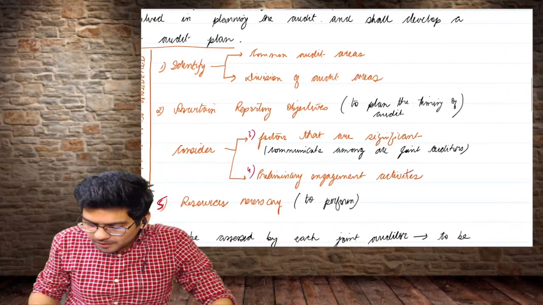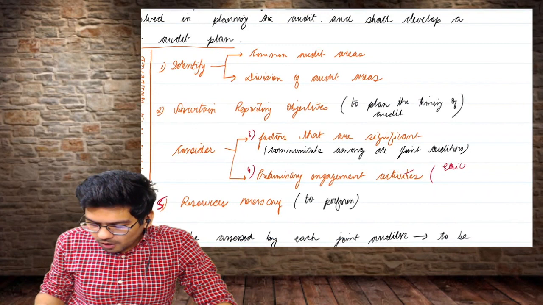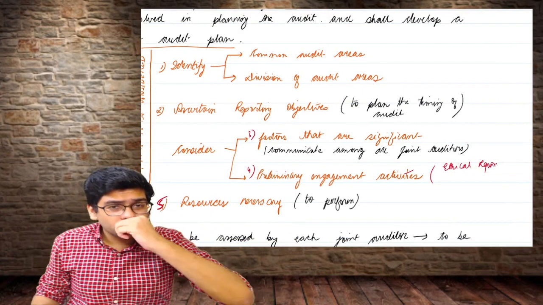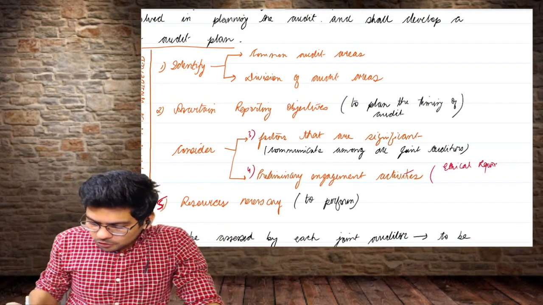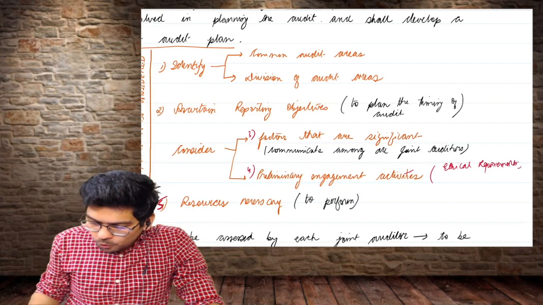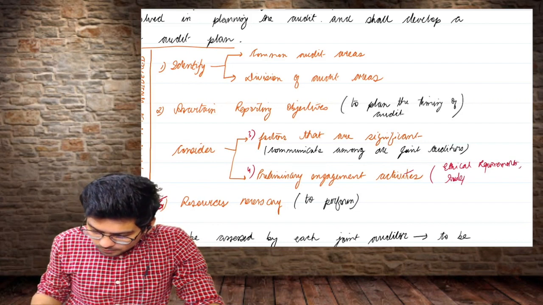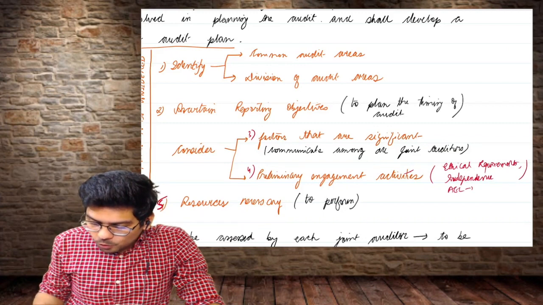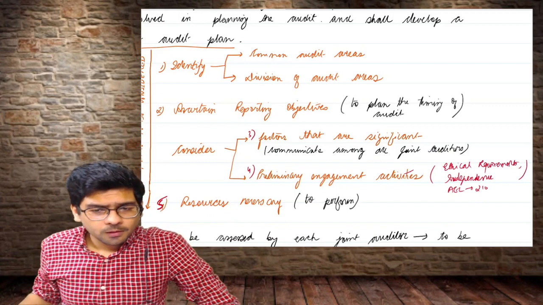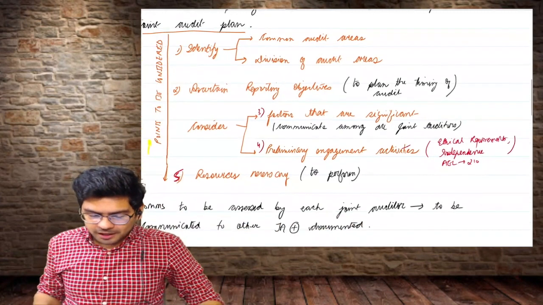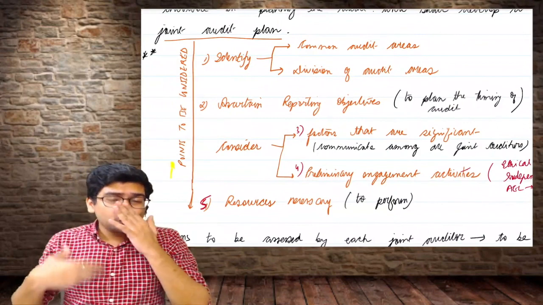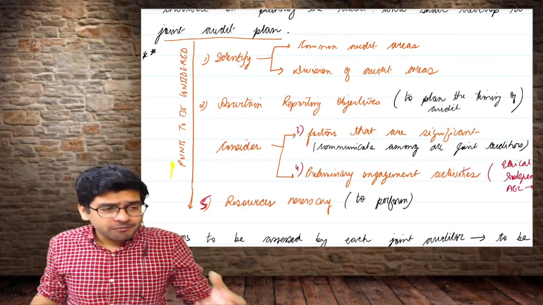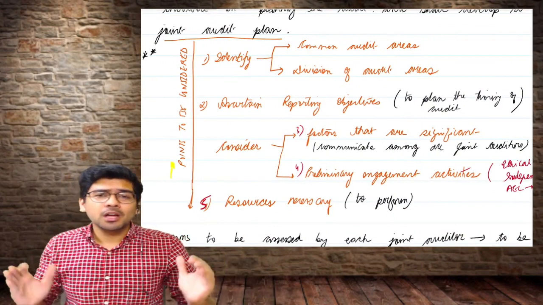If you want to write preliminary engagement activities, I can say ethical requirements. Engagement means work. So before accepting the work, we do something, right? We need to check our ethical requirements, we need to ensure independence. Then the audit engagement letter, if you remember, as per SA 210, all these things amount to preliminary engagement activities. And to do the entire audit, we need to plan how many resources we will need, what amount of time we will need, how many articles and how many audit staff we will need.